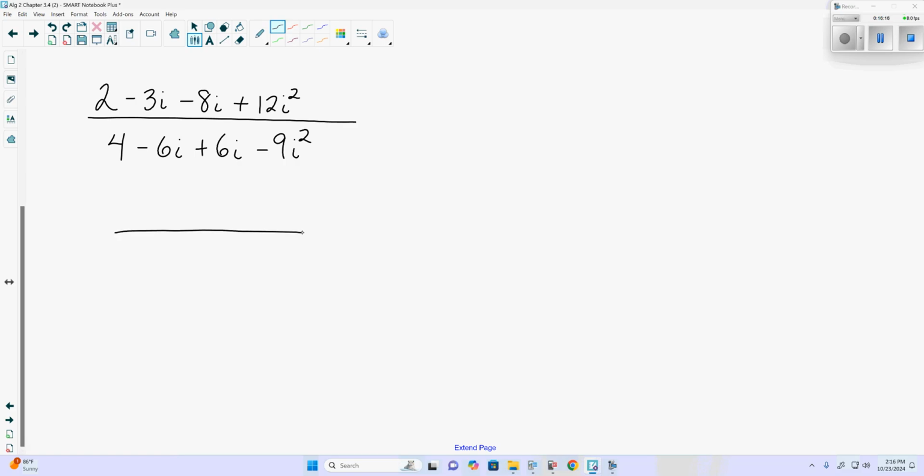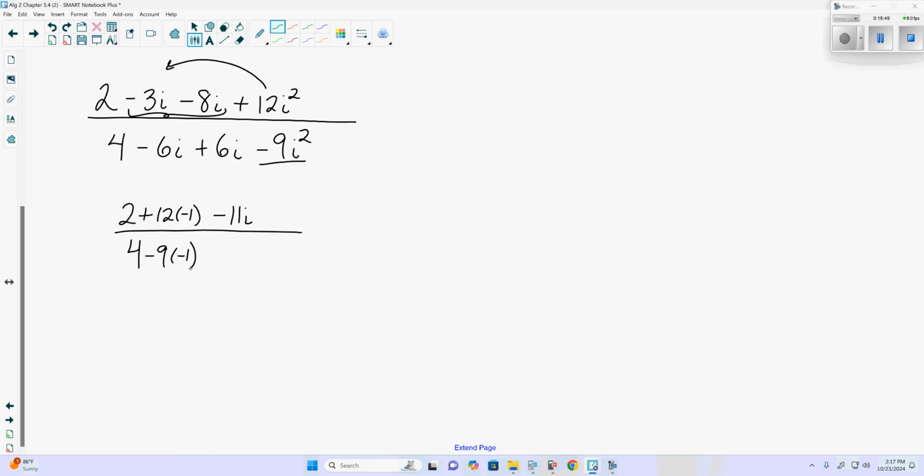And on top, we still have our 2. I'm going to move the 12 over and just say plus 12 times negative 1. Our negative 3i minus 8i is negative 11i. On bottom, we still have the 4. Our negative 9i squared is going to become negative 9 times negative 1, because really that negative 9i squared and that 4 are going to become like terms. They're just not there yet.